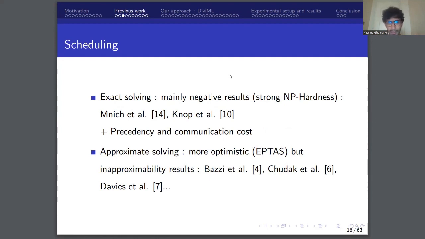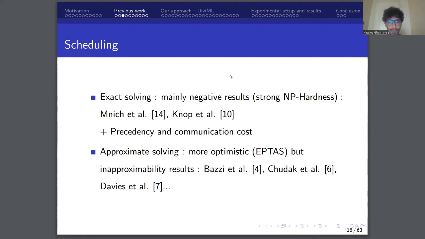Still, works by Mnick and Knopf and Kollig try to propose some pseudo-polynomial exact solutions for this problem, focusing each on homogeneous platforms and heterogeneous platforms, but this only targets workloads that don't take into account precedency and communication cost within the graph that is scheduled, the DAG that is scheduled. So in this case, approximate solving is the way to go.